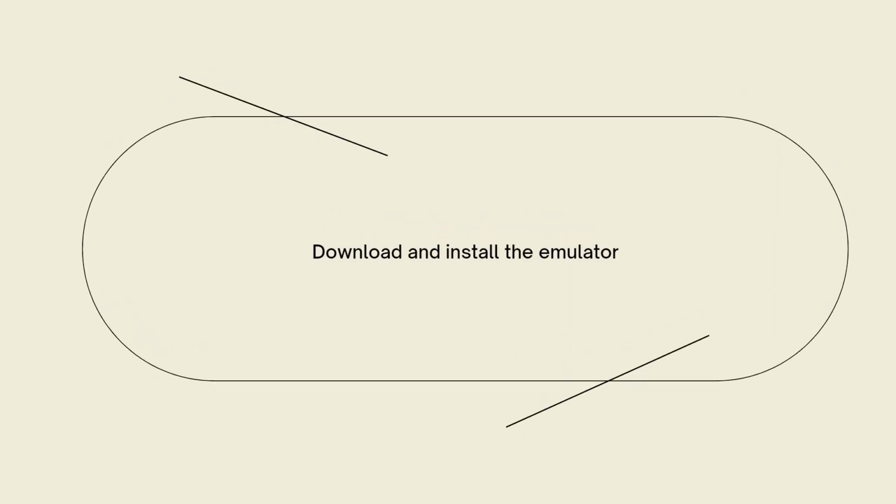Second, download and install the emulator. Visit the official website of the selected emulator and download the installation file, run the installer, and follow the on-screen instructions to install the emulator on your PC.